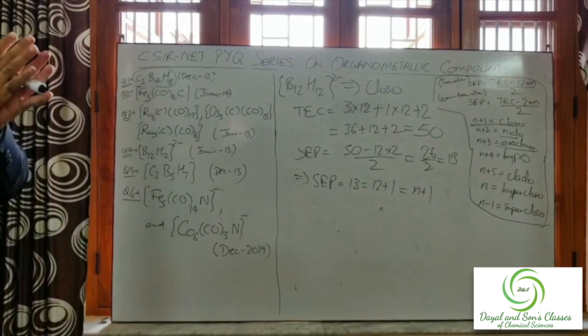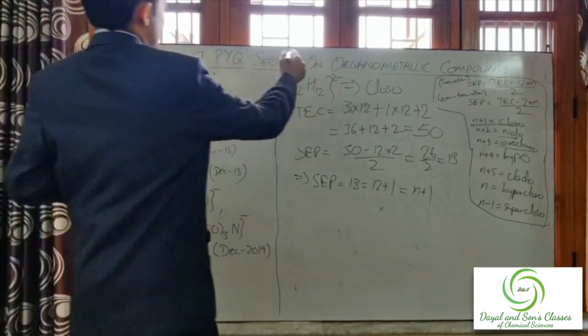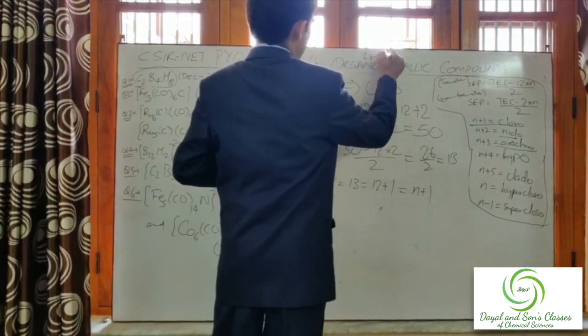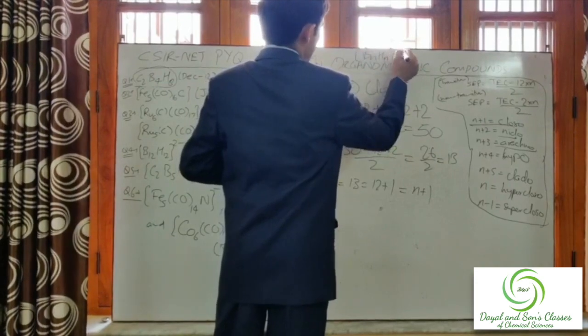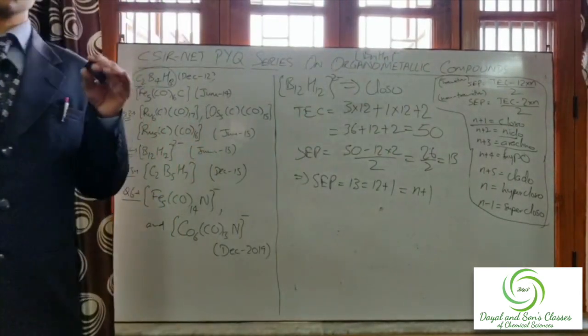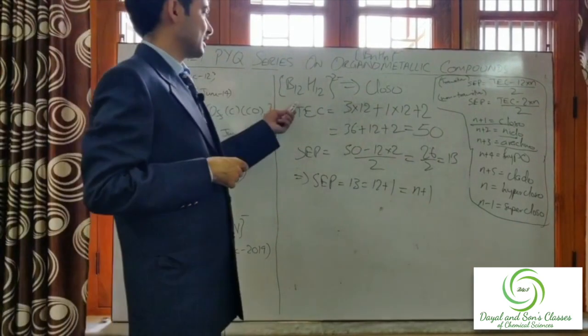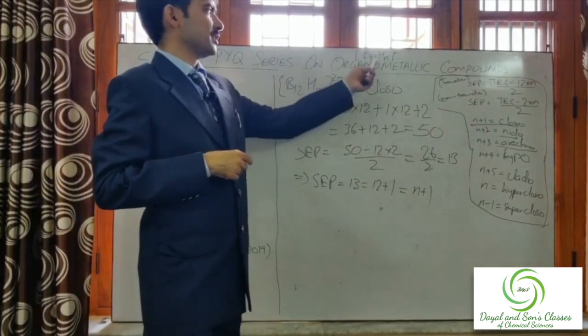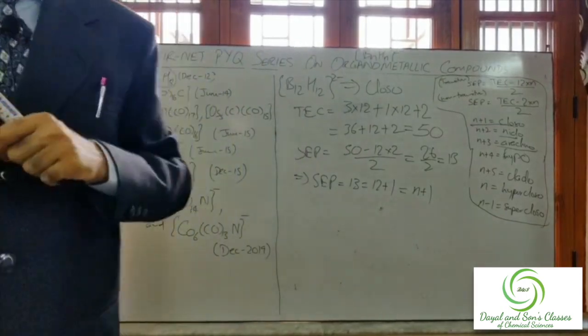Alright. Rather, you can straightforwardly also know, remember this: if we have a system like BnHn 2 negative, it will always be a Closo. So if we see here, it is B12H12 2 negative, it is BnHn 2 negative, which is always a Closo structure. Always remember this.